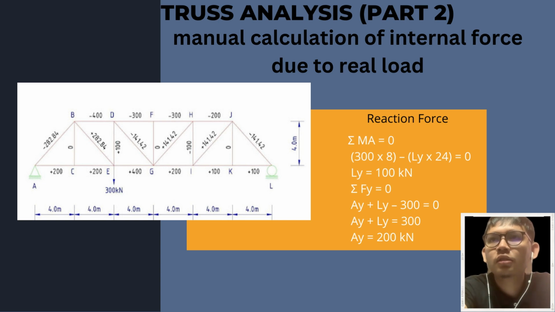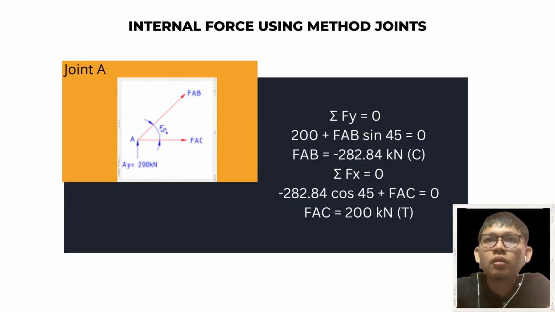Next is truss analysis, part 2. We will use manual calculation. First, we need to find the reaction force at each reaction. Ly is 100 kN and Ay is 200 kN, and the moment reaction is 0. To find the internal force, whether it is compression or tension, we will use the method of joints. This is the calculation for joint A, and then we calculate all the joints.